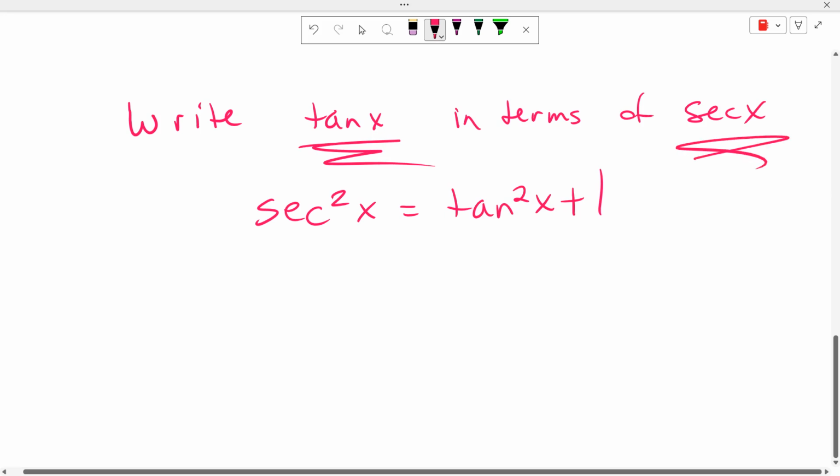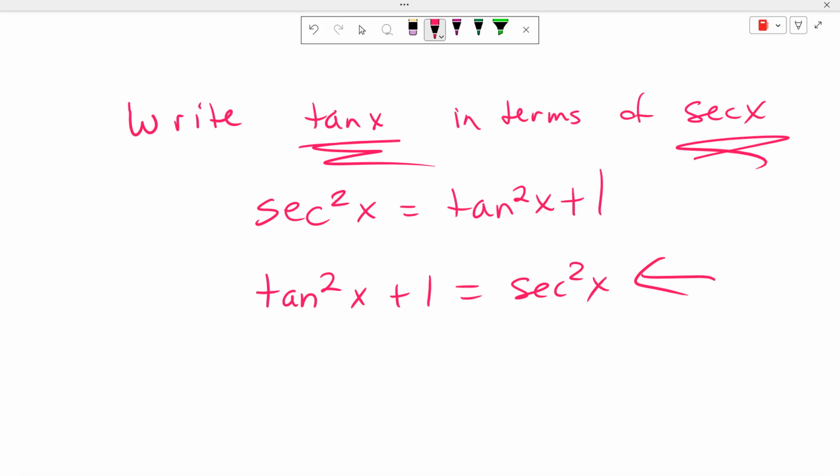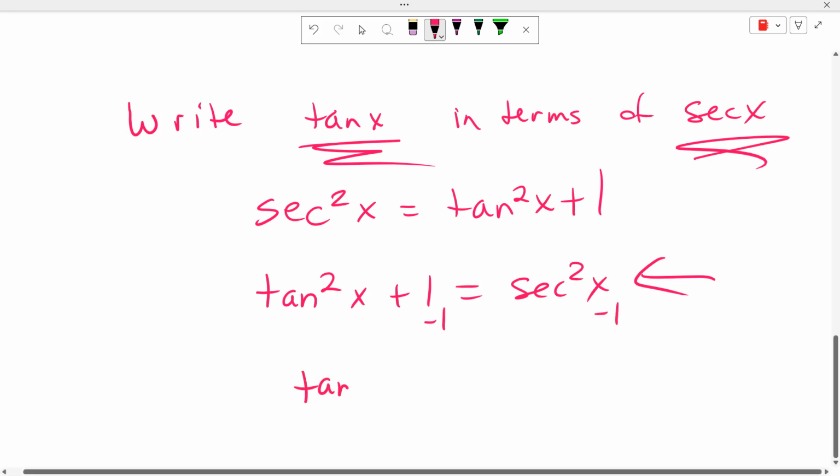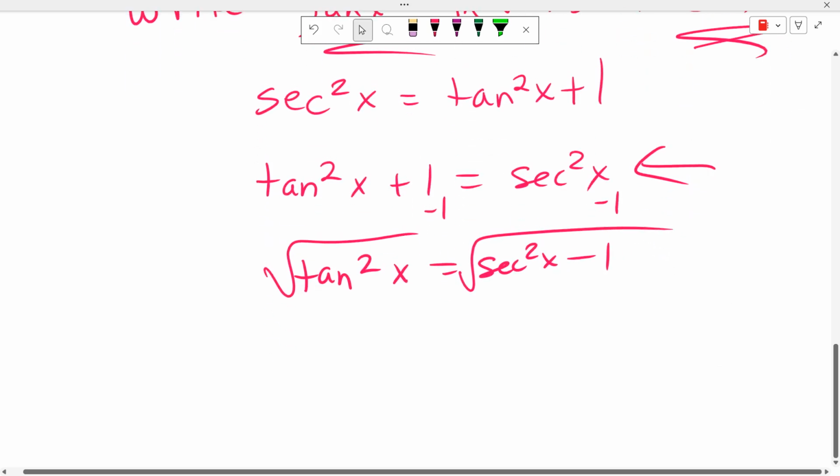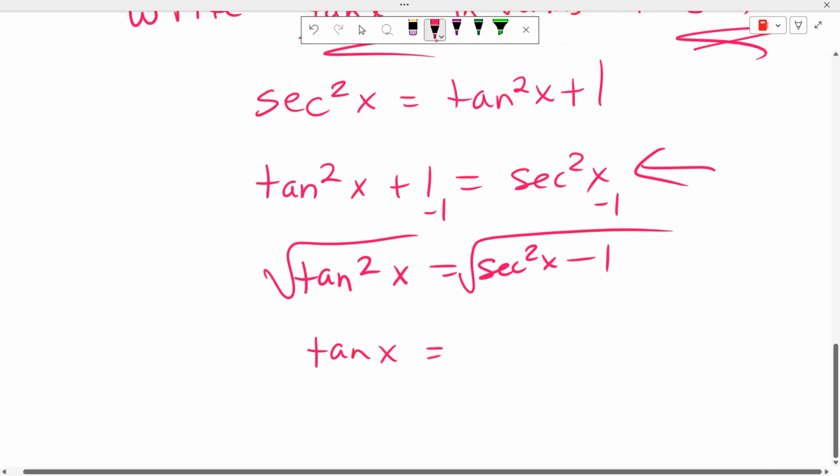So what I want to do is I want my tangent on the left-hand side. So I'm going to write it like that. If you want to write it like that as the first step, that's what I would do. How do we get tangent alone? Subtract one. Now, how do I get tangent alone? We take the square root of each side. So tangent of x equals positive or negative the square root of secant squared of x minus 1.